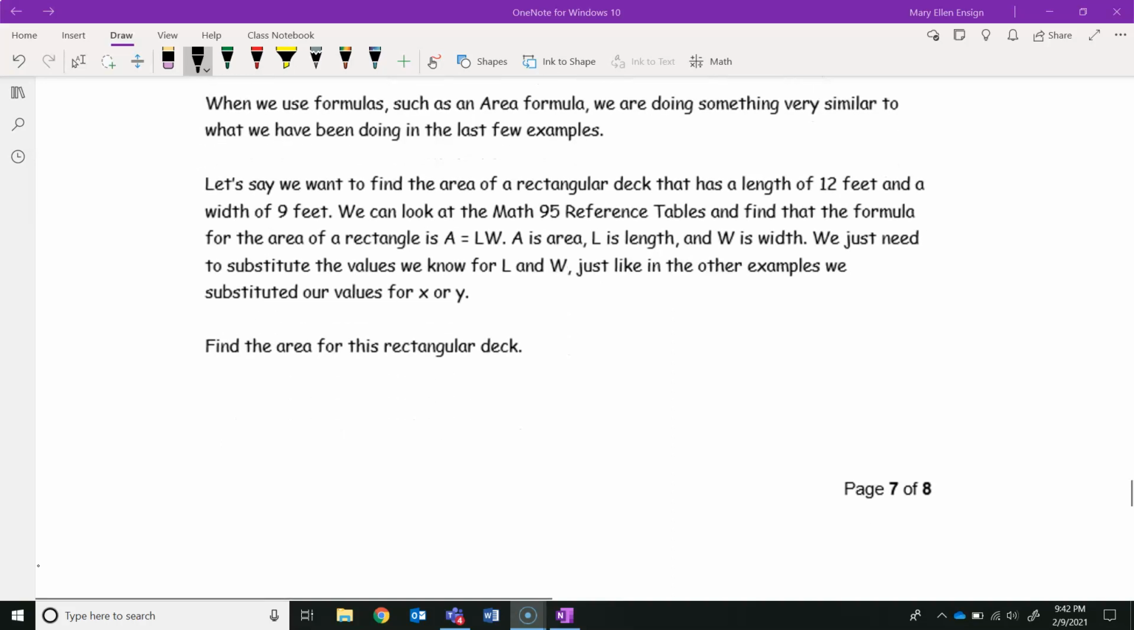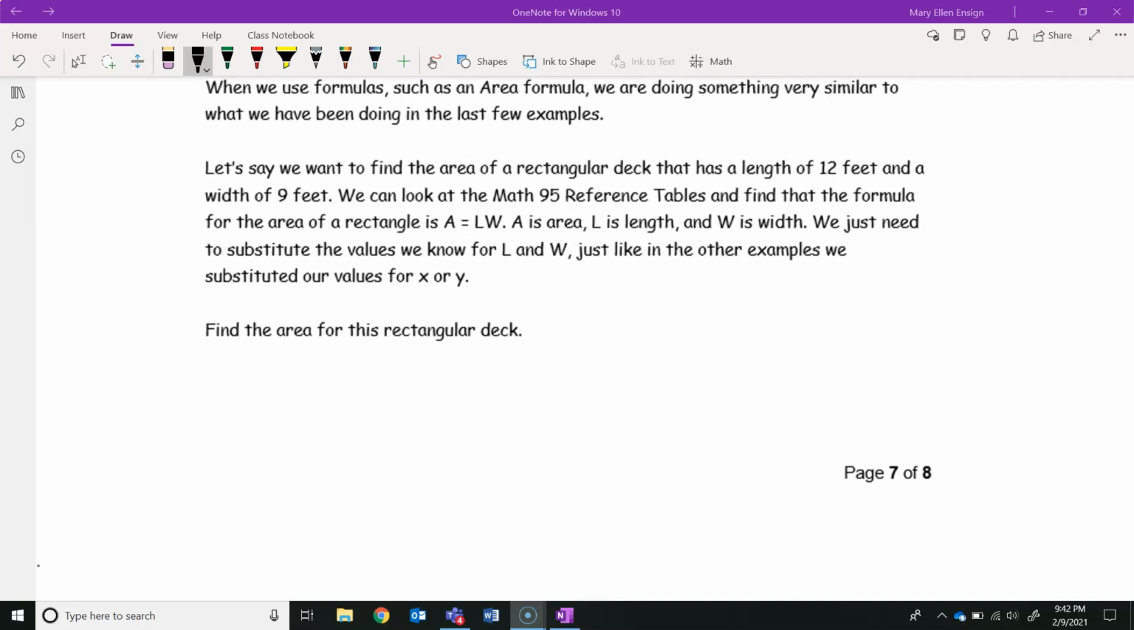So let's say we want to find the area of a rectangular deck that has a length of 12 feet and a width of 9 feet. So if we look at the Math 95 reference tables, we find that the formula for the area of a rectangle is A equals L times W. Area equals length times width.